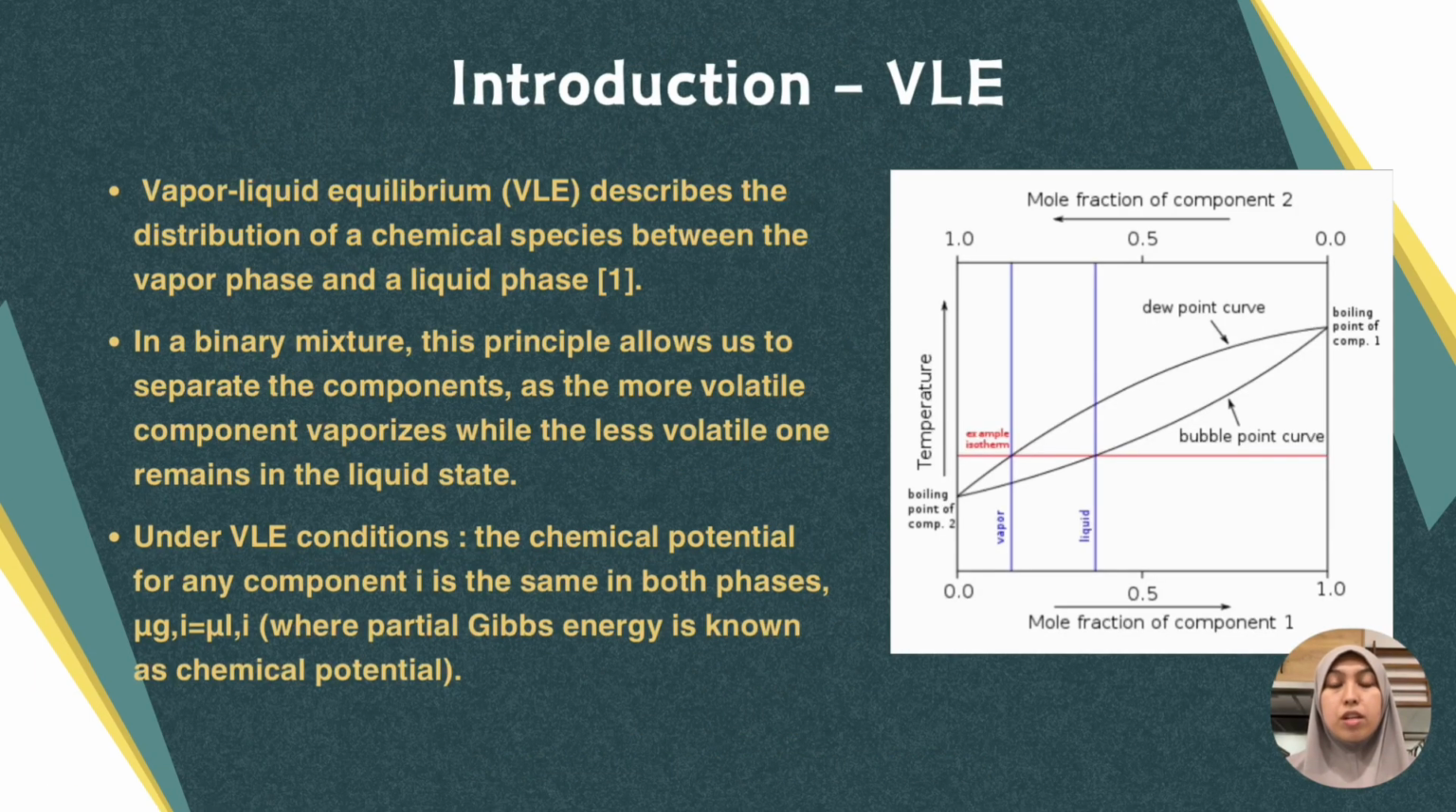This is the list of contents that we're going to cover in this video. First, the introduction of VLE. Vapor-liquid equilibrium describes the distribution of a chemical species between the vapor phase and a liquid phase. In a binary mixture, this principle allows us to separate the components as the more volatile vaporizes, while the less volatile one remains in the liquid state.